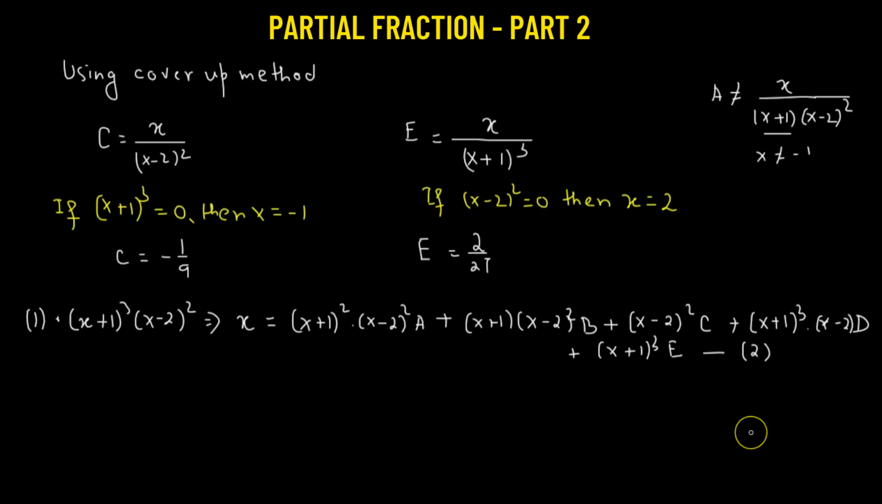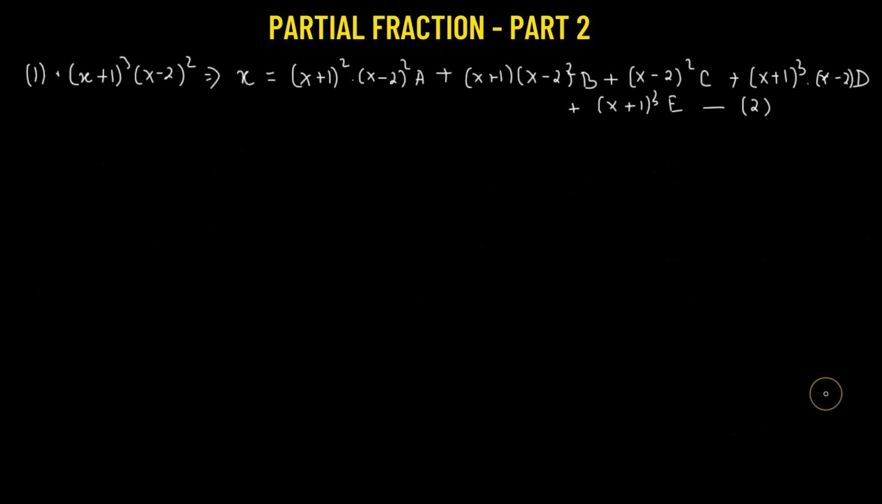Now what we'll do, we can clearly observe here that this is an equation with an identity in x. So we're going to consider 3 values of x. For the first one, let's take x equals to 0. We have to make sure whenever we're taking values of x, we don't consider the values which have already been considered. That means we'll not consider negative 1 and positive 2. We will start with x equals to 0.